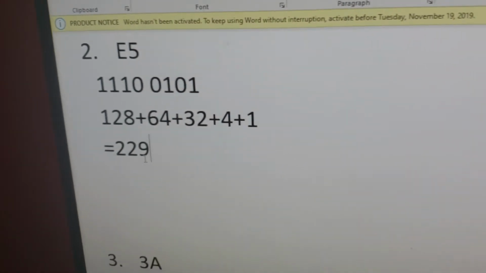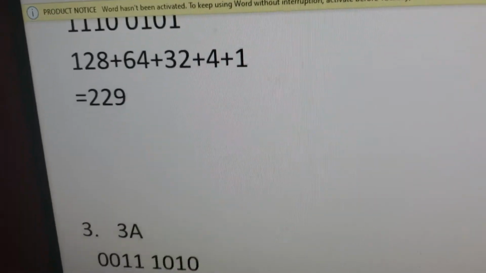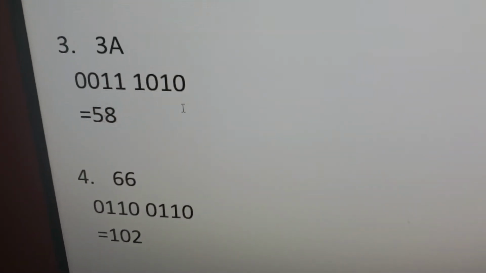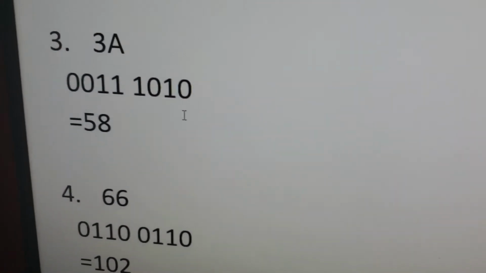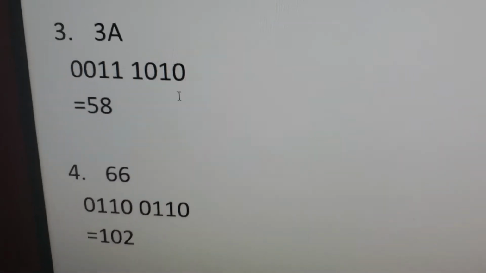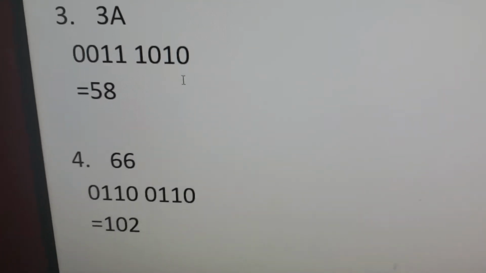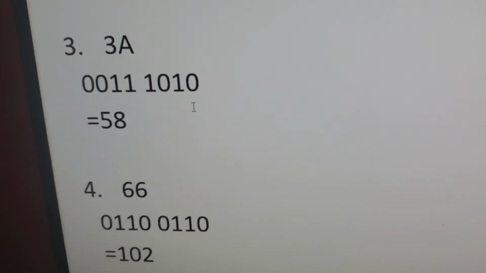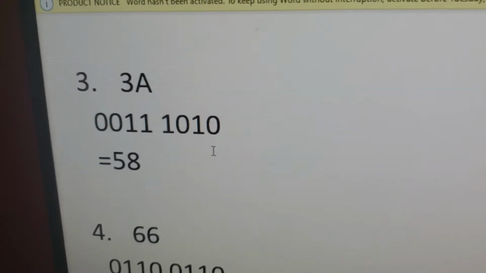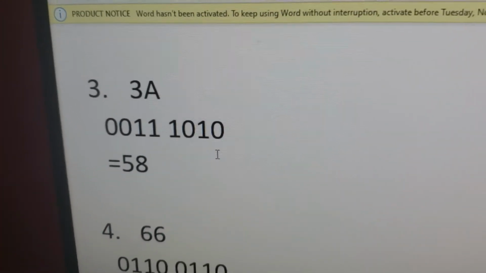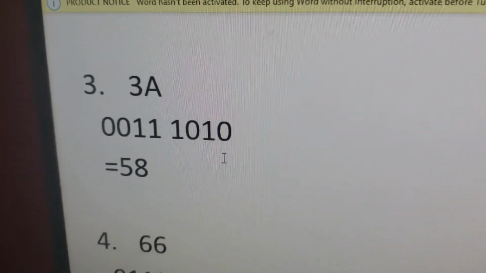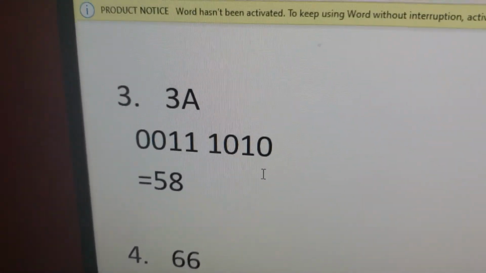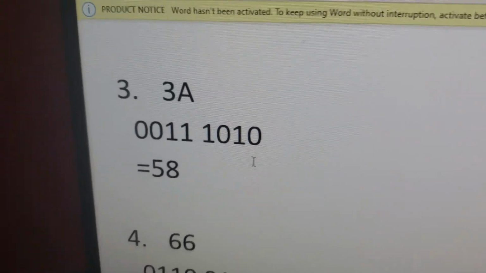So that will equal 229. Let's go on to the next one. 3A. I didn't put the addition at the bottom. Now that we have an idea how it is, we could just do it by head. So 3A. First, like we said, we take 3. What adds up to 3? The 1 and the 2-bit. And what adds up to A, which is 10, is the 8 and the 2. So adding up all the bits that are turned on, which is 32, 16, 8, and 2, we get 58 in decimal.